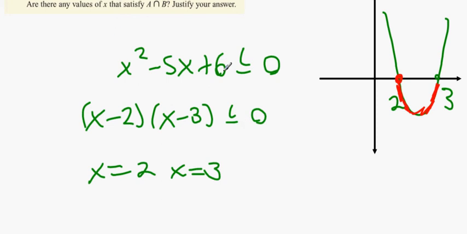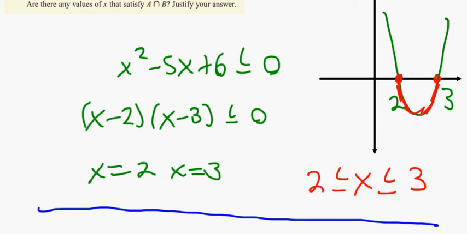So we just solve that and we get 2 and 3. But this time we want it to be less than or equal to 0. So it's the shaded part in between, because this is when the y value is lower than the x axis, okay? So it's the in-between value, so it's going to be 2 is smaller than x is smaller than 3.